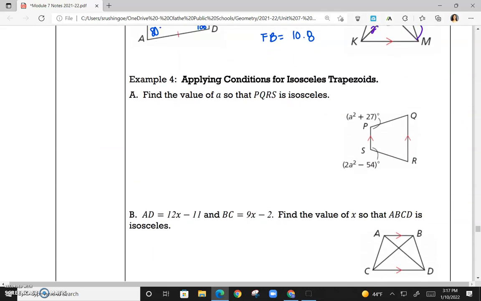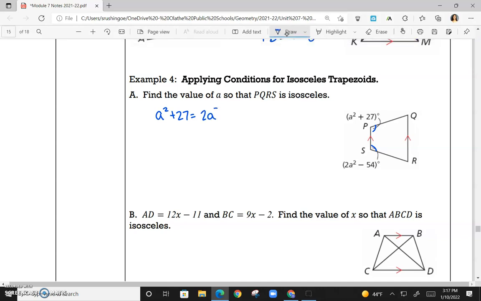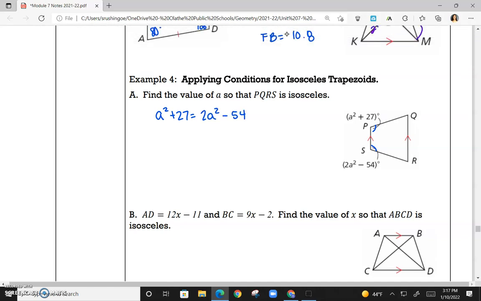Down here we have an isosceles, since it tells us in the directions, so those base angles are congruent here. And so we're going to set a squared plus 27 equal to 2a squared minus 54. And then we're going to solve.